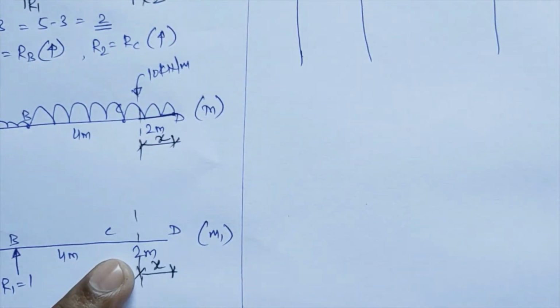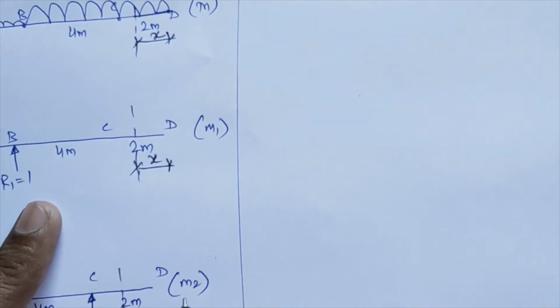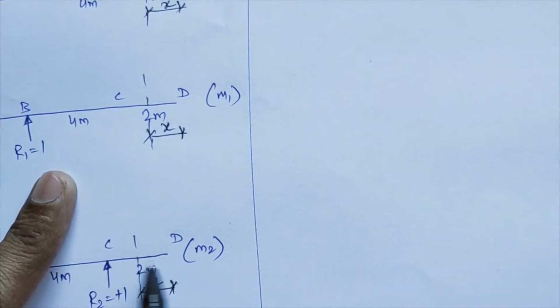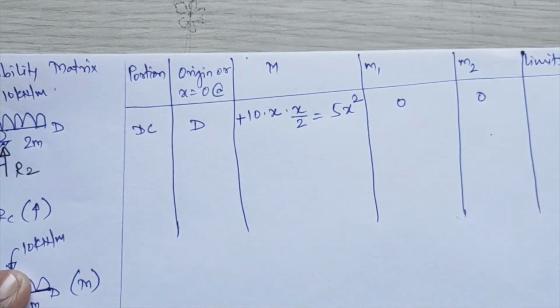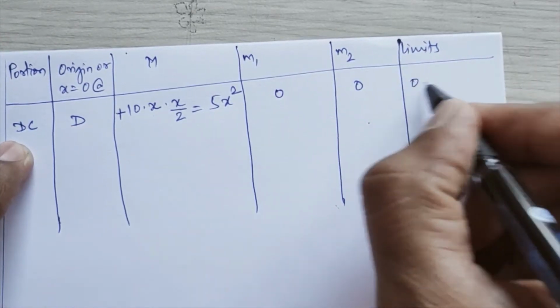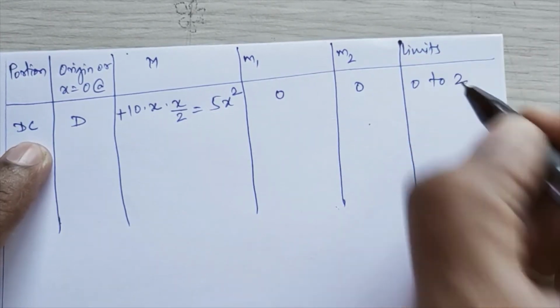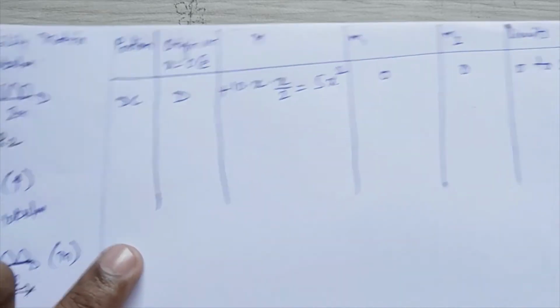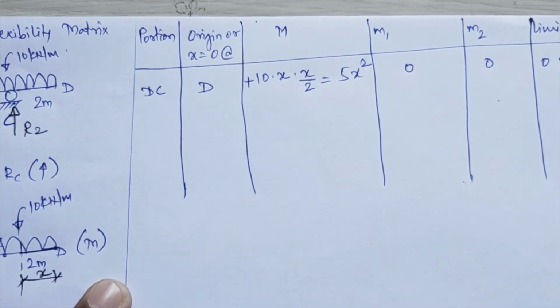Right? Next, same way in your small m1 diagram, here you are not having any force. So this value will become 0. Same way in this portion m2 diagram also, here you are not having any loading between this section to origin point. Here also that value will become 0. Limits of integration, D to D distance that will remain 0, to D to C distance that is equal to 2. So limits of integration are coming here equal to 0 to 2.